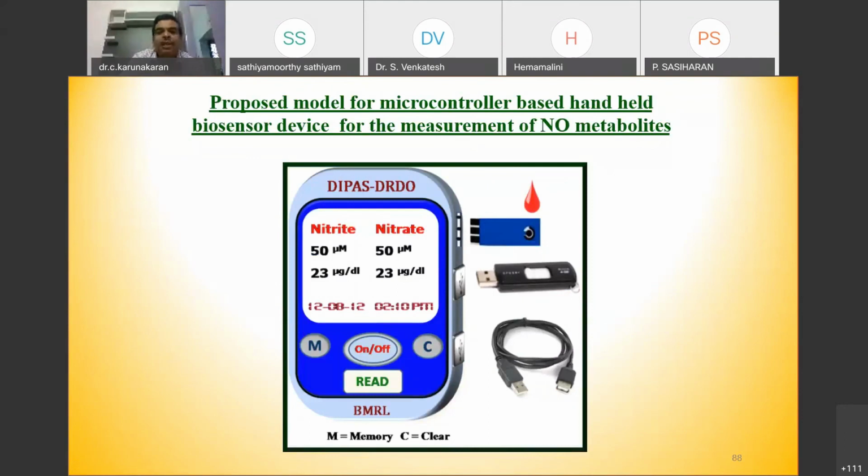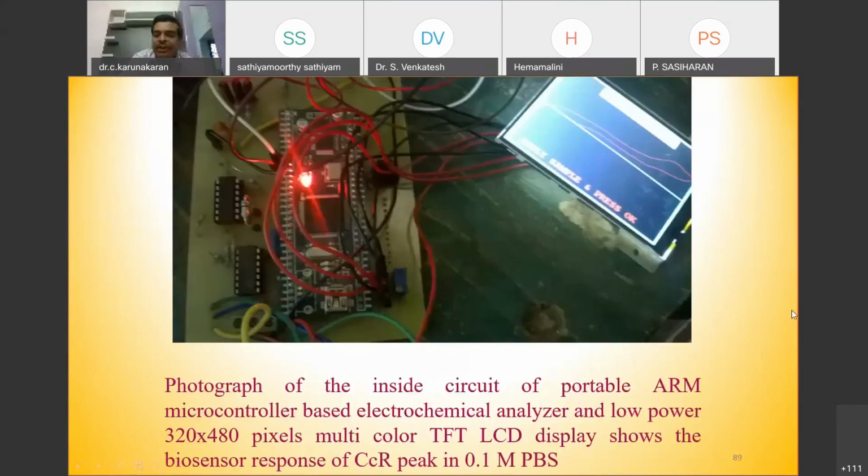You see how we have used an ARM microcontroller. This microcontroller is similar to your microprocessor, but it is very small. It is present in cars, even washing machines, TVs, etc. The program is stored in it. We have written a program in code language and stored it. And as you see, we have developed a portable biosensor for the detection of nitric oxide metabolites.